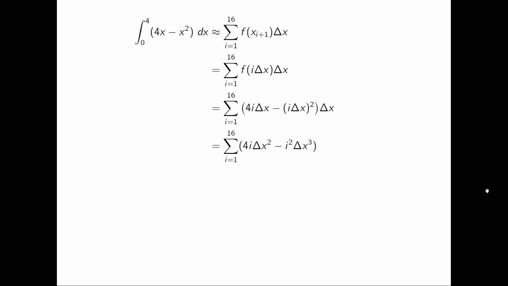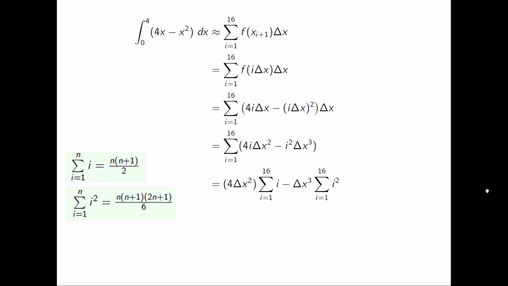And now you can use our properties of summations, just as we did previously. We can factor all the constants outside. Remember, delta x is a constant, 4 is a constant. We can break it into two sums. And we're almost there. Now we have these two terms. Again, we have those summation rules for those. Just a reminder what they are. And so we're to here.